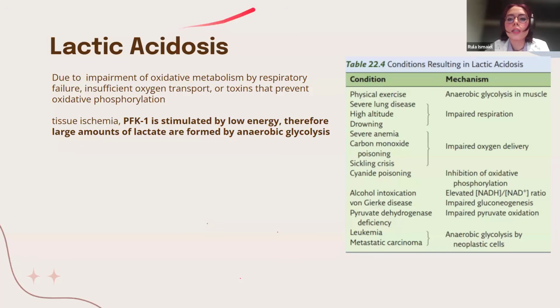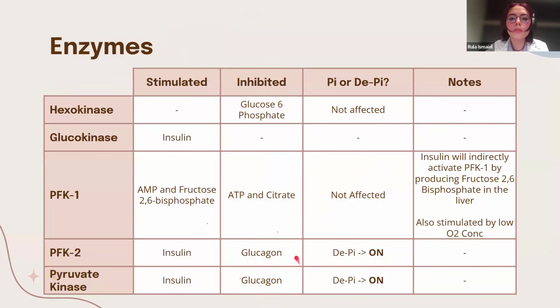Now, you've covered stimulated, inhibited, and the notes. But you need to know if an enzyme is active when it's phosphorylated or dephosphorylated. In hexokinase, it's not affected. In glucokinase, it's also not affected. PFK1, it's also not affected. PFK2, when it's dephosphorylated, so you took out the phosphate from the enzyme, it's on. Pyruvate kinase, when it's also dephosphorylated, so you took out the phosphate, it's also on. So it makes it active, okay? It pushes the reaction to the intermediate that it needs to make.